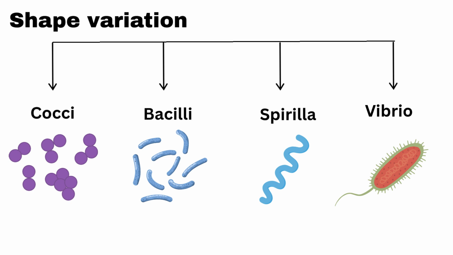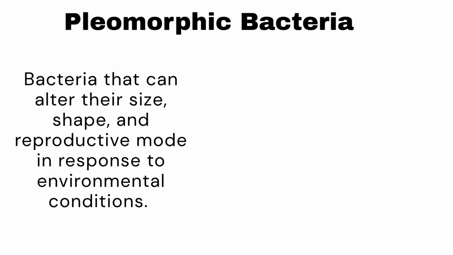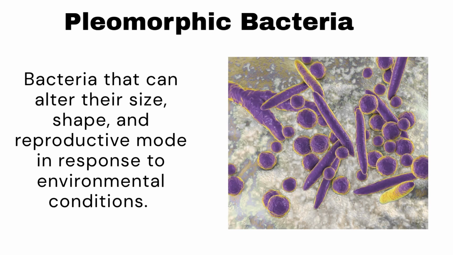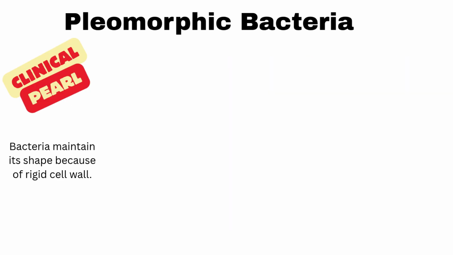Finally, there are the pleomorphic bacteria. These are the rule breakers. They're irregular and lack a definitive static shape altogether. Now, the absolute crucial thing to remember here is that a bacterium's shape is entirely maintained by its rigid cell wall. Now, that concept gives us a massive clinical pearl when it comes to those pleomorphic bacteria.